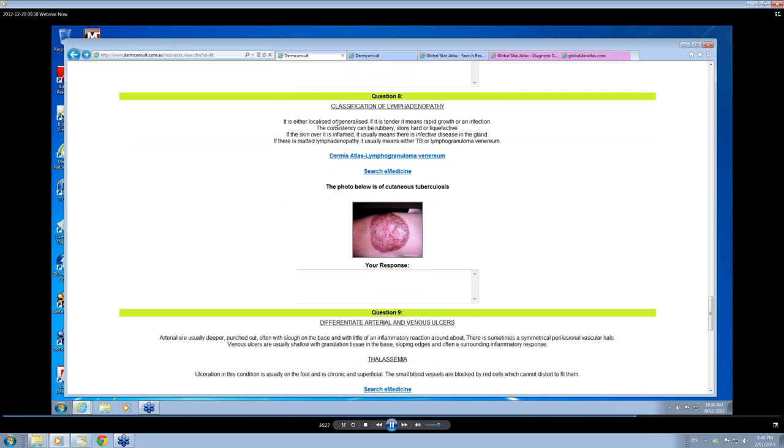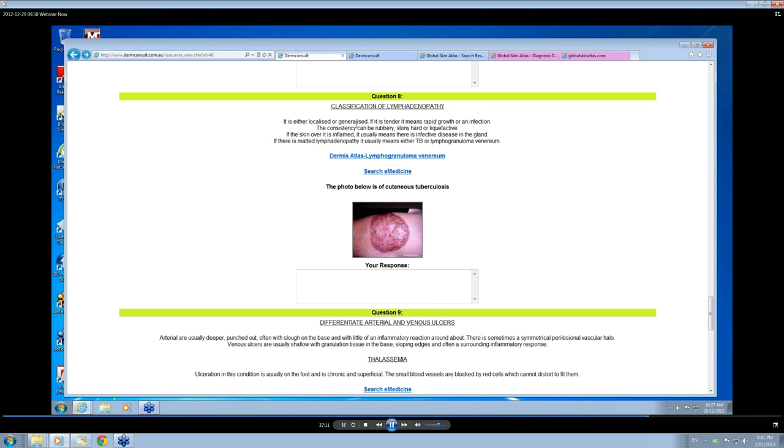Classification of lymphadenopathy, either localized or generalized. Right. Certainly generalized lymphadenopathy, you go looking for underlying lymphomas or leukemias. Localized, you're looking for draining infection of some sort. If it's tender, it means rapid growth of an infection. Yep, okay. Consistency can be rubbery, the lymph glands can be rubbery, stony hard, or liquefactive. Well, the latter is certainly associated with TB. Stony hard would be metastases, I would have thought. And rubbery, I think sometimes lymphadenopathy in syphilis is described as rubbery.